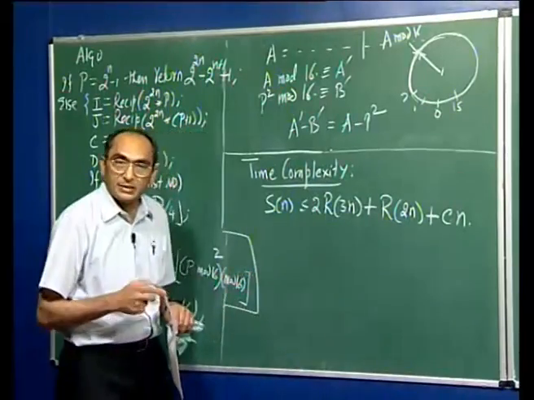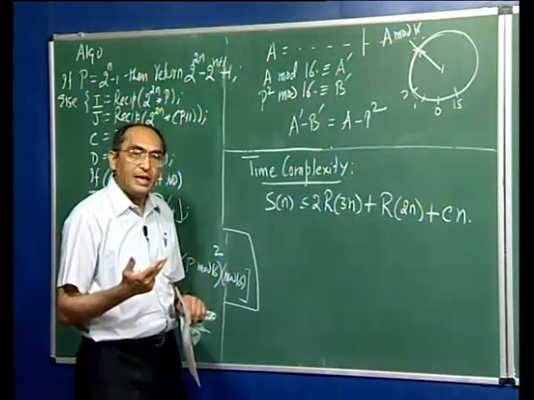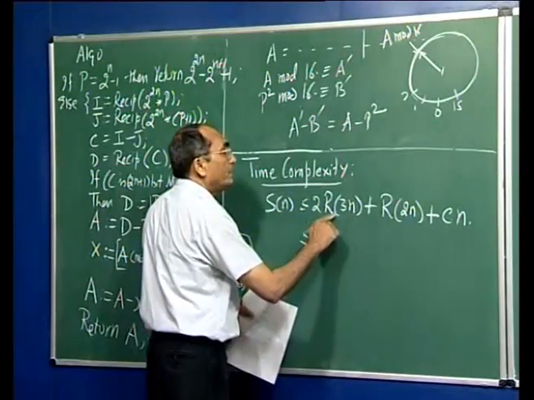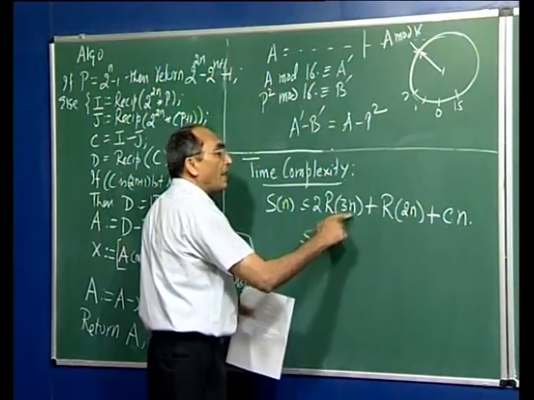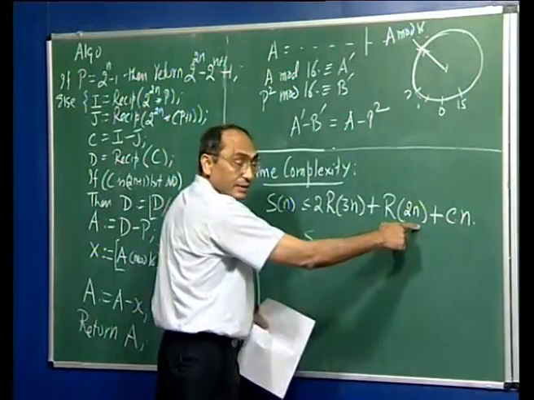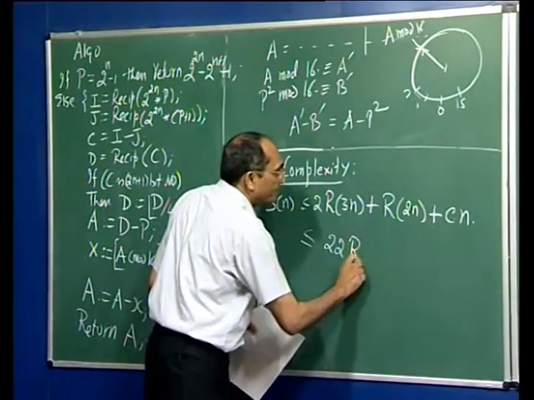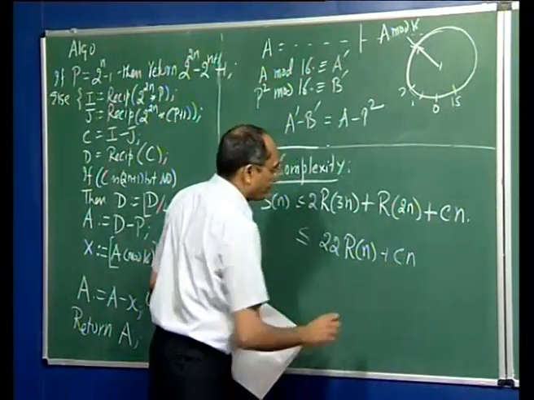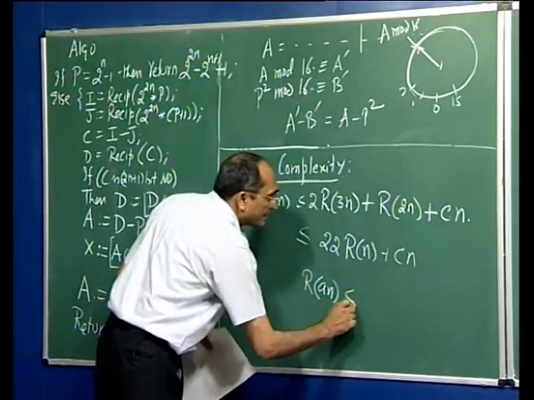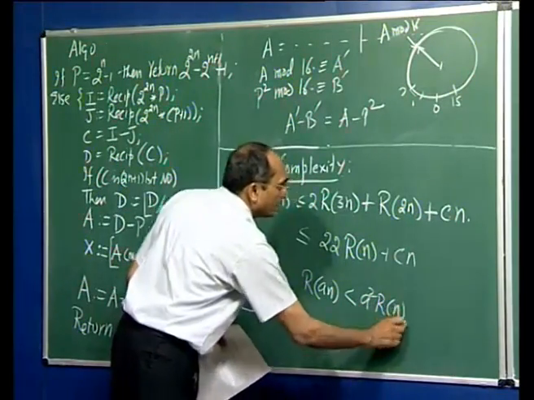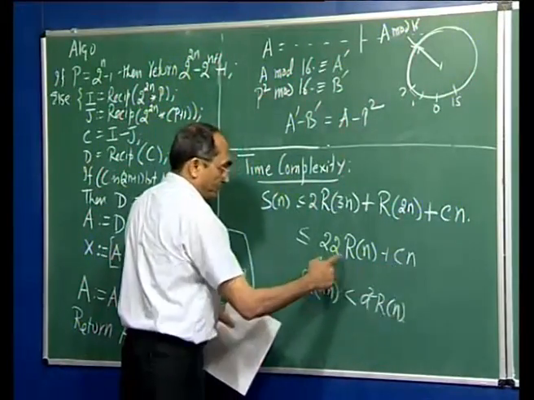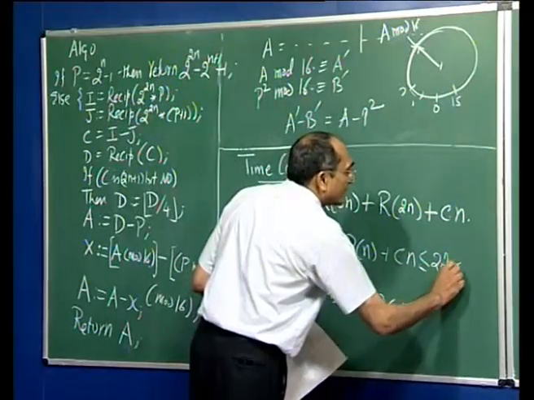Reciprocal we have already shown is as hard as multiplication, which is at most square, quadratic. So this can be less than 18 of Rn, and this is at most 4 of Rn. So the whole thing is 22 of Rn plus some Cn. Notice that I have used the fact that R of An is less than A square of Rn. And this is of course linear, so this whole thing can be written as 22 plus C Rn.